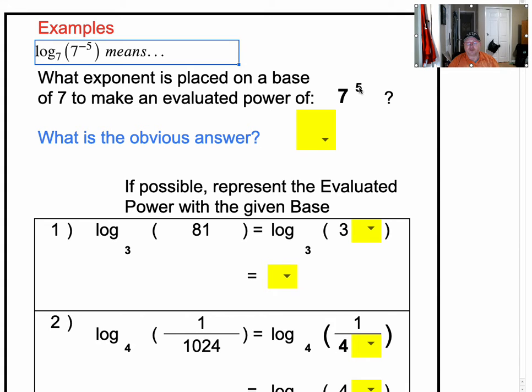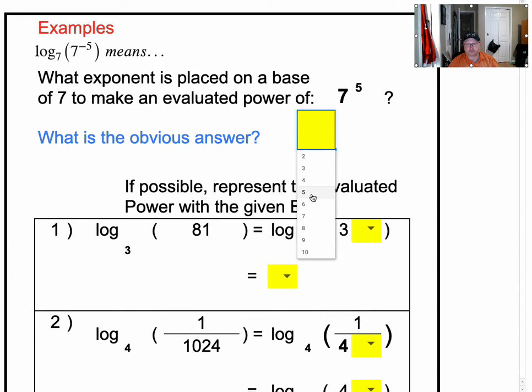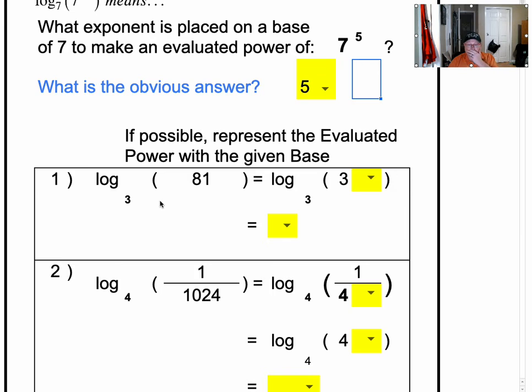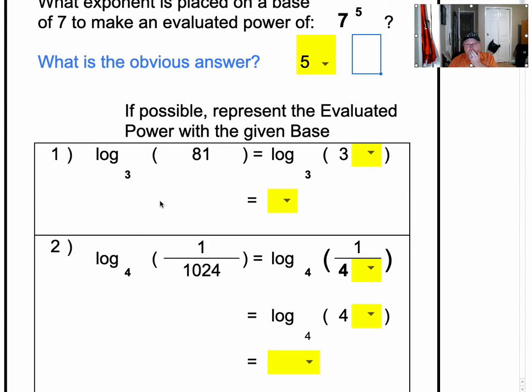Well, wouldn't the answer be obvious? What exponent is placed on a base of 7 to make 7 to the 5? Pretty sure it's 5, right? So in other words, what exponent do I put on 7 to make 7 to the 5? That's about as easy as it gets. Okay, so here's the way we do it.